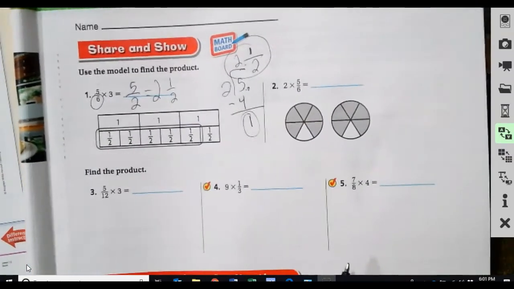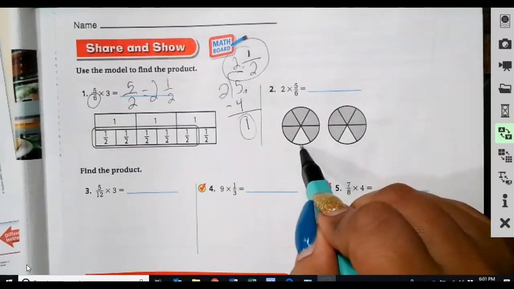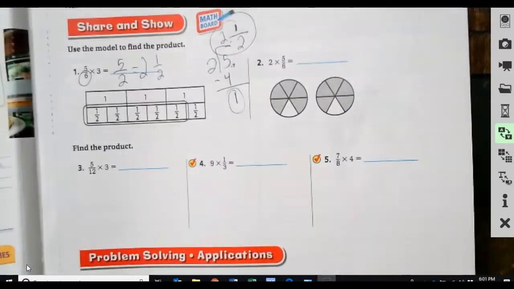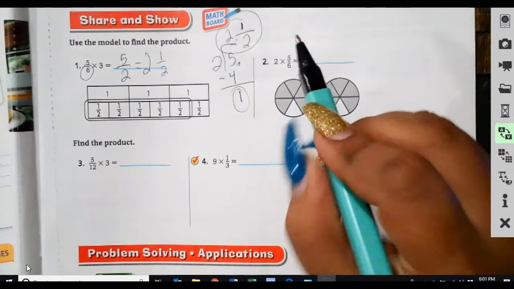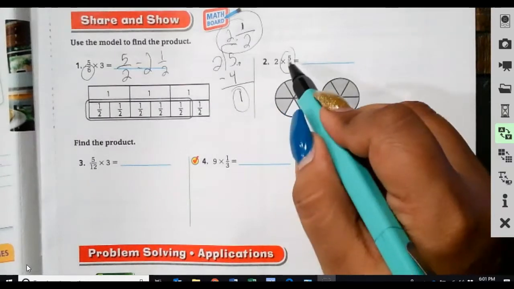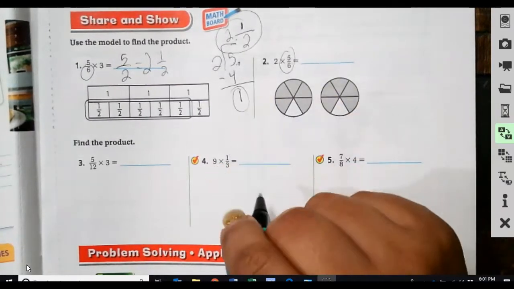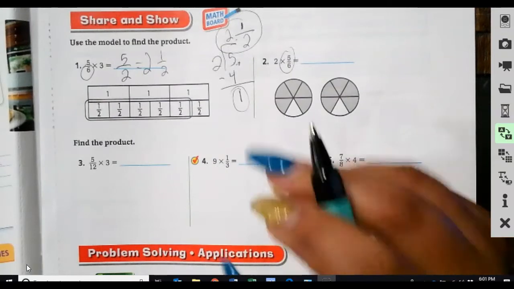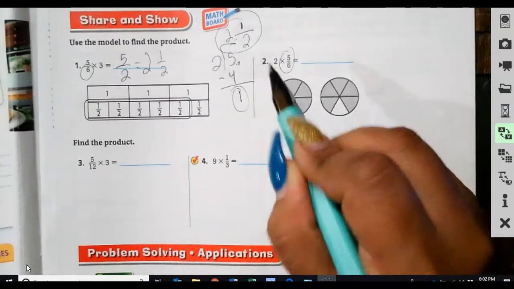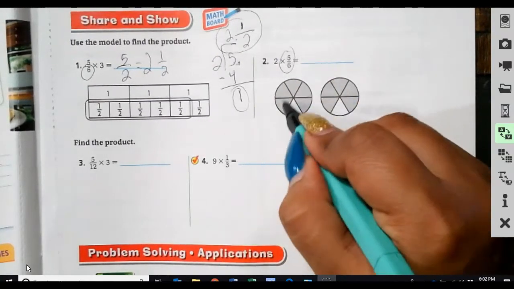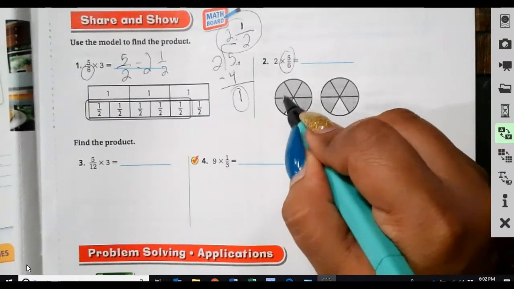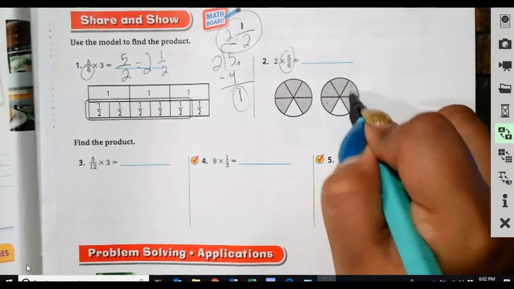So here we have another example where we have 2 times 5/6. So we have 2 of this fraction. So I'm going to do this fraction 2 times to show 5/6. The denominator indicates how I'm going to divide each circle. There's 6 parts. So there's 1, 2, 3, 4, 5, 6 in each. And I'm only going to shade 5. So that's how they shaded 5. And now I'm just going to count the shaded ones. So I have 1, 2, 3, 4, 5, 6, 7, 8, 9, 10.